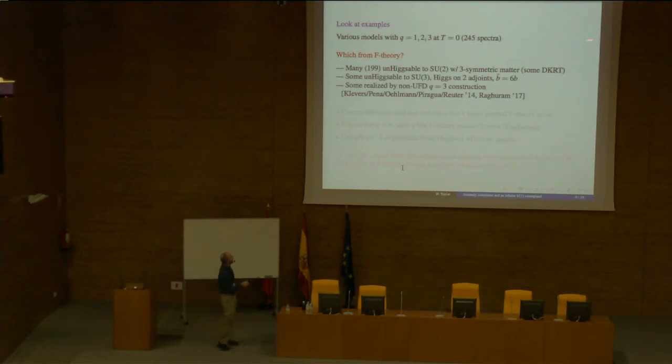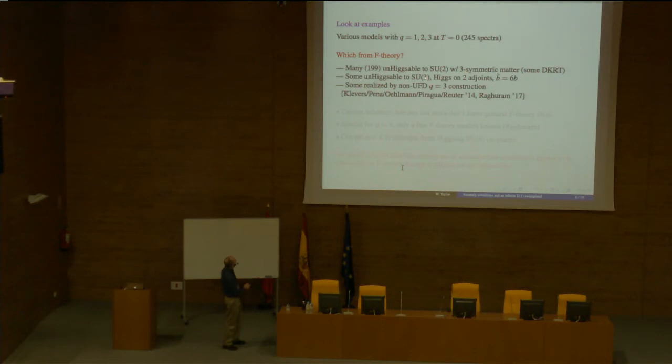Some of these models can be realized in that sort of construction. We do not have a comprehensive understanding of what situations you can implement that construction in, so we don't have a complete set of which of those 199 come from an SU2 that is in fact a non-UFD realization. Some of them are un-Higgsable to SU3 with just adjoints and fundamentals, and then you can Higgs on 2 adjoints. So those that we know come from F-theory. There are some we can say definitely come from F-theory.